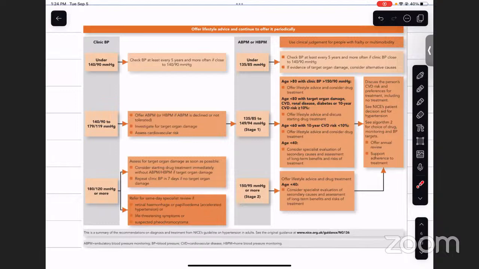We must consider clinical blood pressure, also ambulatory blood pressure or home blood pressure monitoring. General thinking: if clinical blood pressure is more than 140/90, or ambulatory or home blood pressure is more than 135/85, that means hypertension. But to know that, we must consider some cutoff values of systolic and diastolic blood pressures.